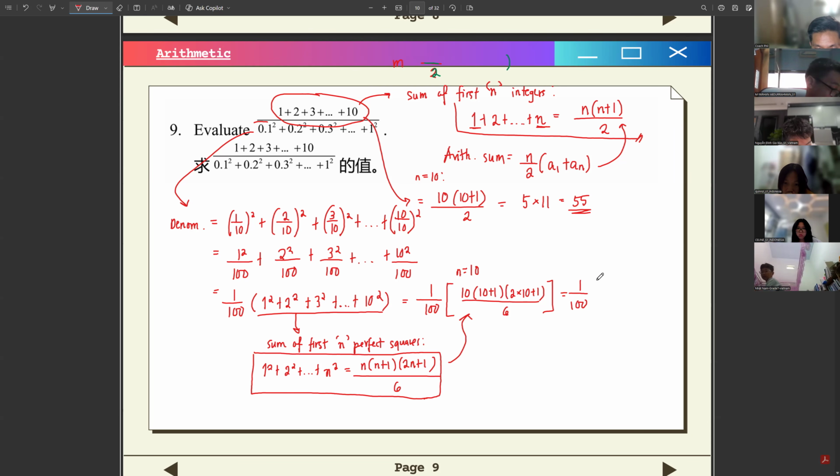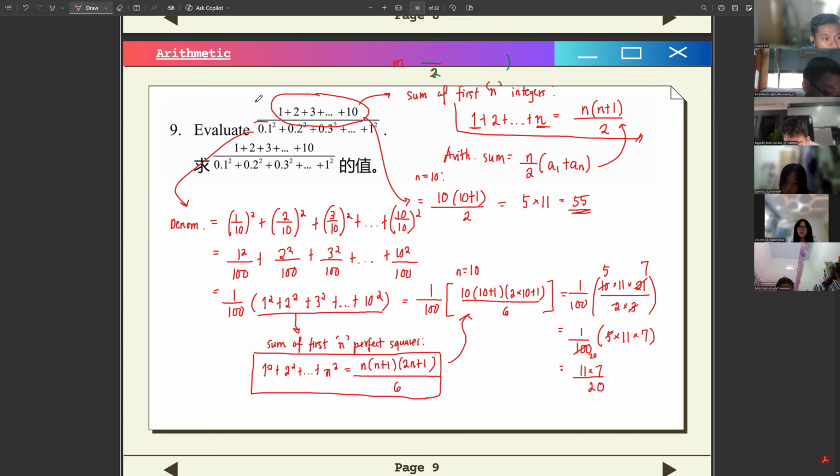Let's simplify. This is 10 times 11 times 21, right? Now for 6, I will break it down as 2 times 3 so that I can cancel something. 10 over 2 is 5. 21 over 3 is 7. So this becomes 1 over 100 times 5 times 11 times 7. We can still simplify, right? Because 100 is divisible by 5. So the denominator will just become 20. So 11 times 7 over 20.